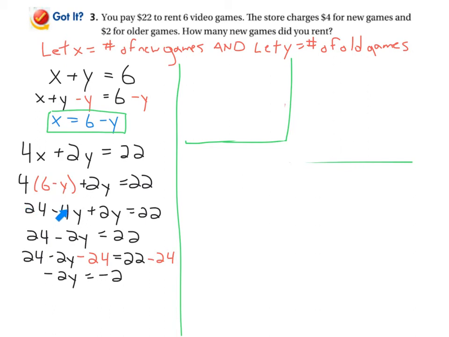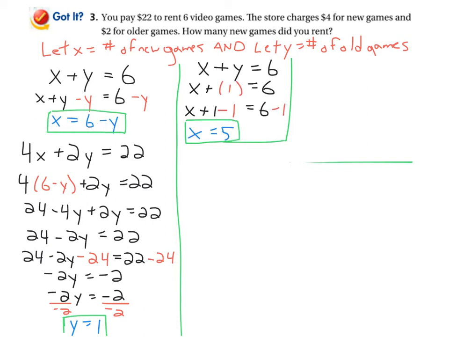You distribute through, get this. You combine like terms, you get this. And then we have just the y's on the left side. So let's get this 24 off by subtracting 24 from both sides. And now we've just got 2y equals -2. And you see that y equals -1 when we divide both sides by 2. I'm sorry, y equals 1. So what do we do now? We know one of the variables, y is equal to 1. The other variable is only in terms of y, right? Not the solution itself. So we take one of the equations, we replace y with 1, and we solve for x, and we find that x is equal to 5.